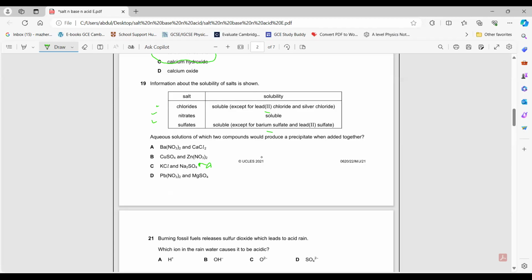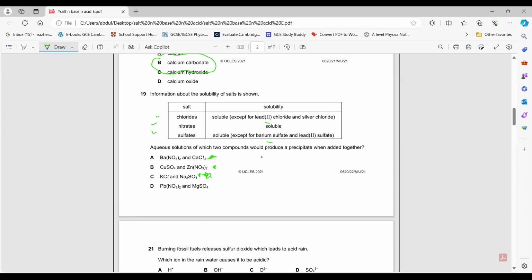ZnSO4 and copper nitrate reaction, and that again is going to be a soluble solution, ठीक है। और अगर हम BaNO3 and CaCl2 को ऐड करते हैं, we're going to get what? CaNO3 and BaCl, and barium chloride is soluble, तो ये भी नहीं होगा। हमारे पास रह ही एक ऑप्शन जाती है, which is option number D.